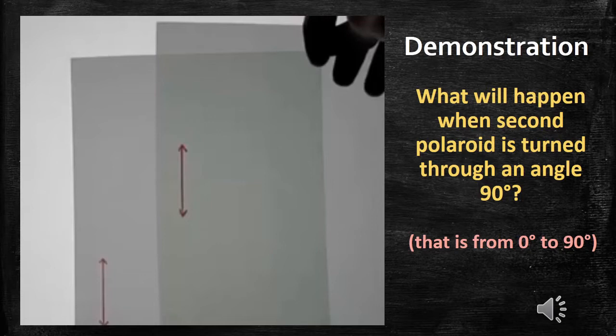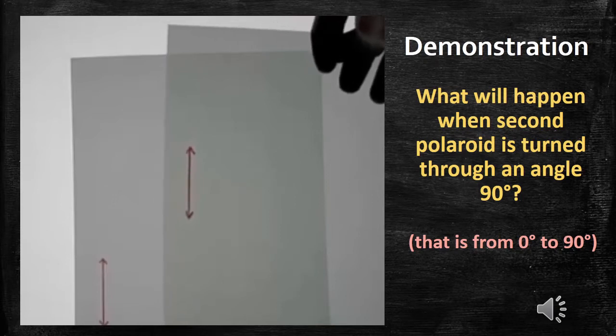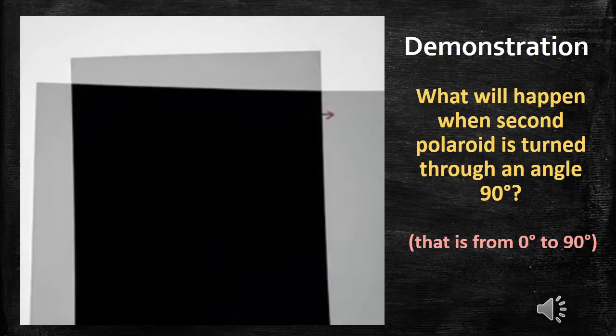Now both the two transmission axes are parallel with one another. The intensity of the light which comes out from the second polaroid is observed. Now I am going to turn the second polaroid through an angle of 90 degree. Just observe, it is completely dark. It shows that through the second polaroid no light comes out.